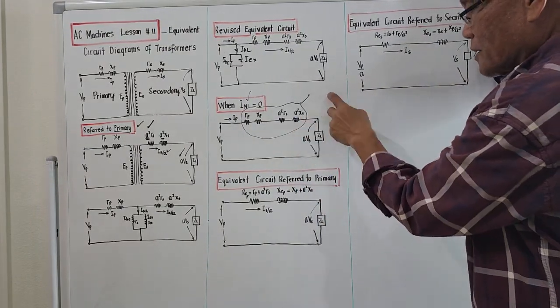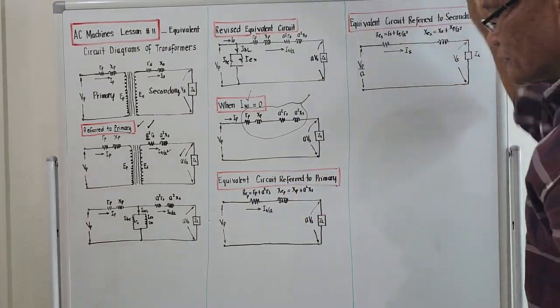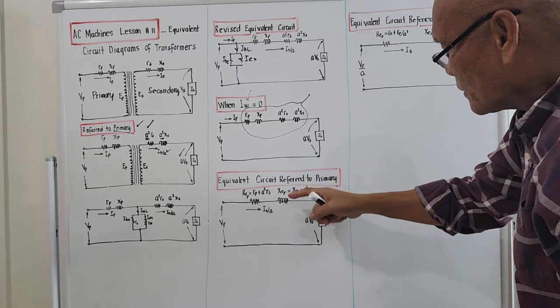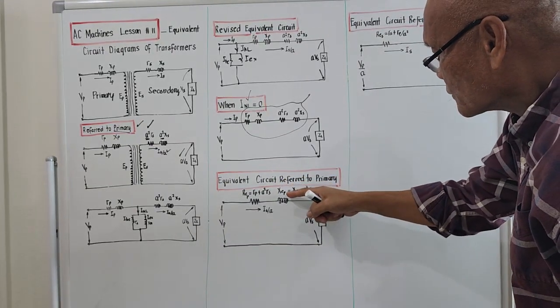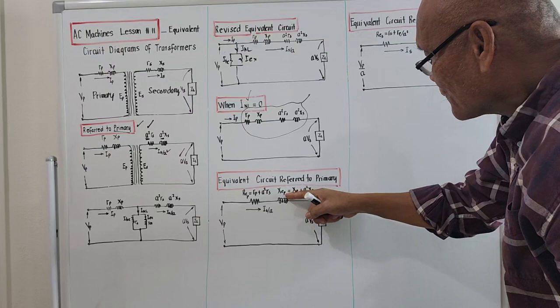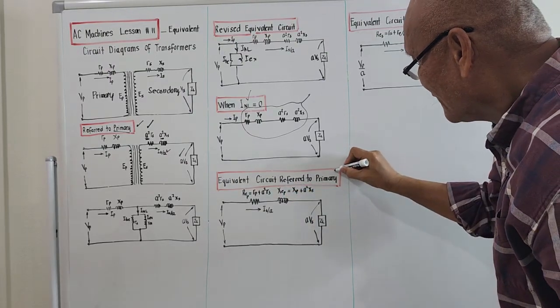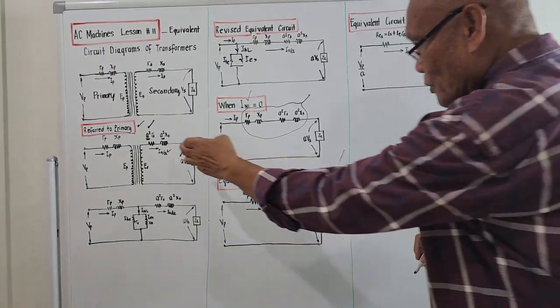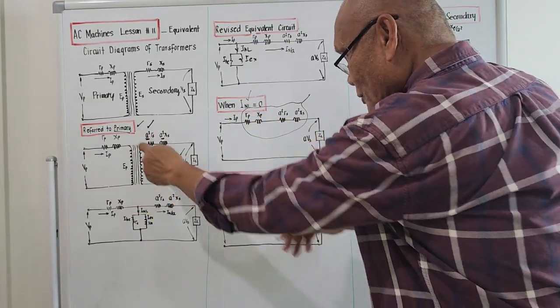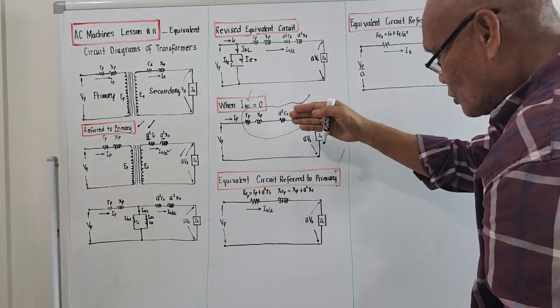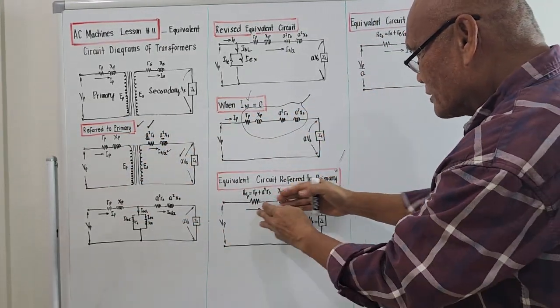Xp plus a² Xs. That's why I place it here, capital letter X with the subscript E, again with the subscript P, meaning it is referred to the primary, right? Because originally we refer all the values to the primary. So this one is now the single equivalent.